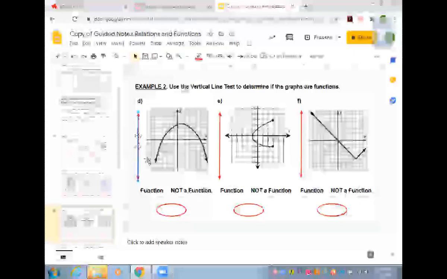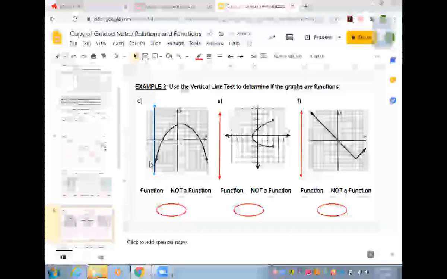So I'm going to click on my vertical line. I'm going to take it across. You tell me if I hit that graph twice at the same time. Did it? Did my vertical line ever hit that graph twice at the same time? No. So that means it is function or not a function? Function.